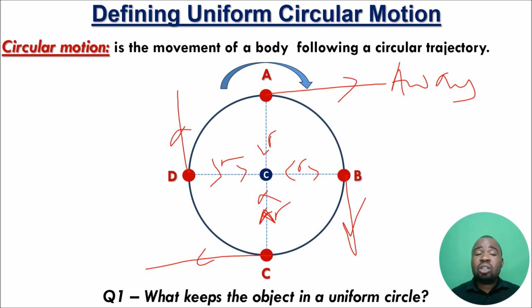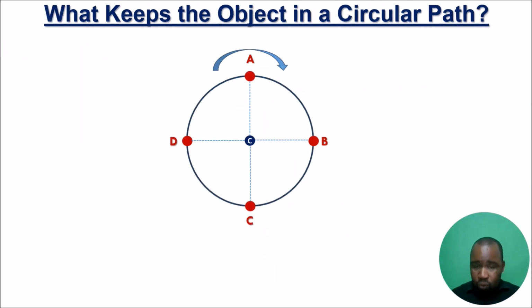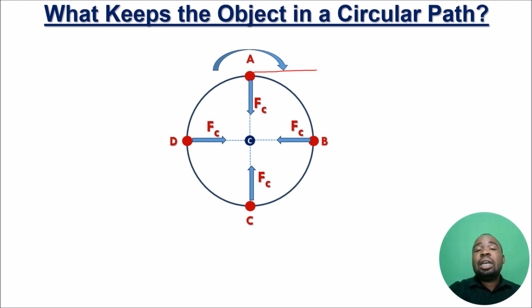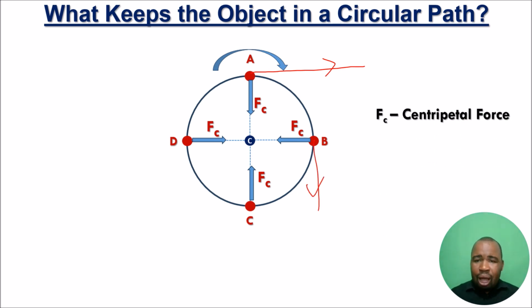So let's try to answer this question. What keeps the object in a uniform circle? So here is our object. You will see that there is a force which is attracting the object towards the center at every point. That's why our object is not flying away. Though it's evident that if the string is broken, it will fly away.